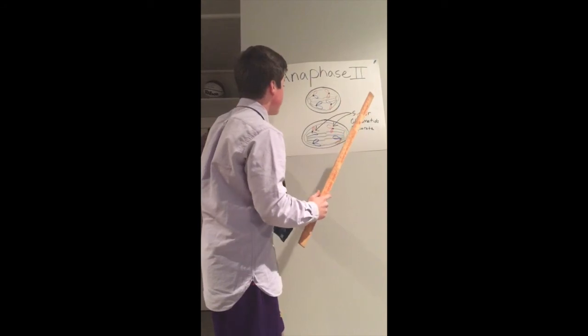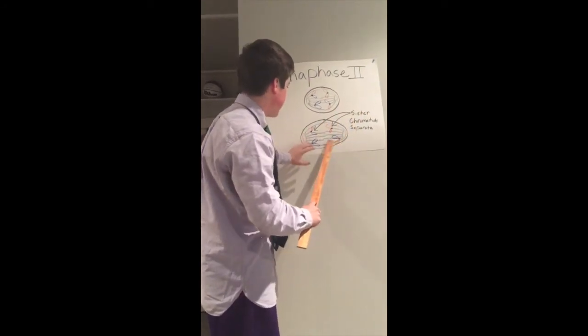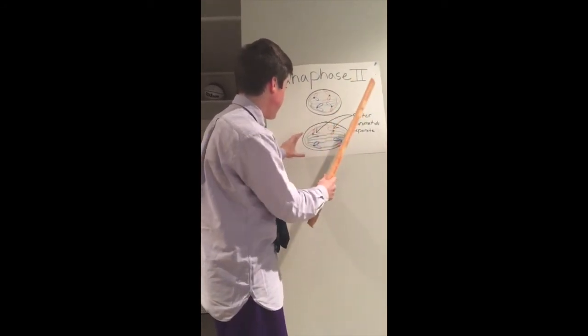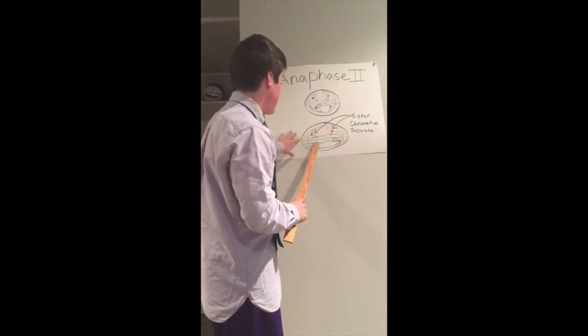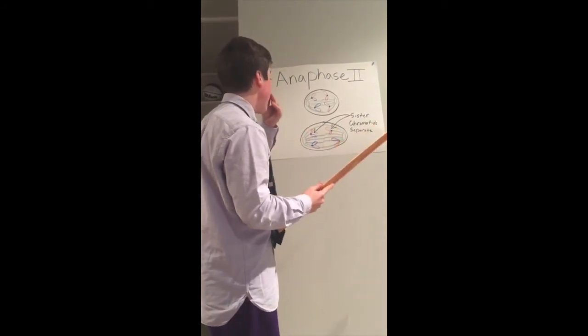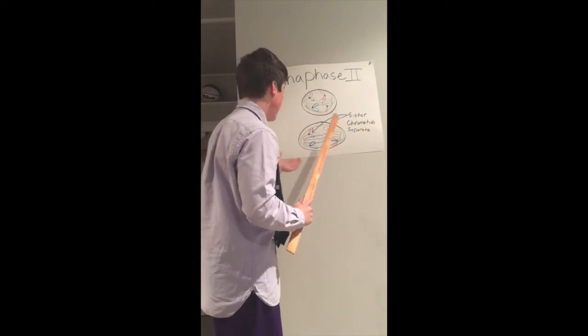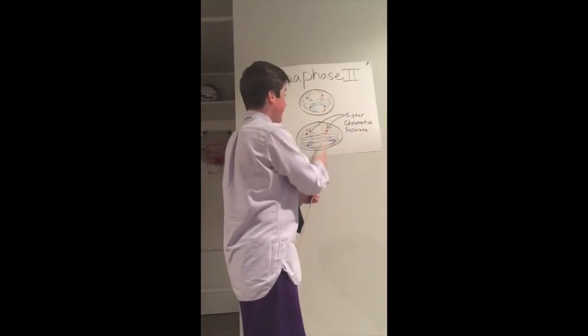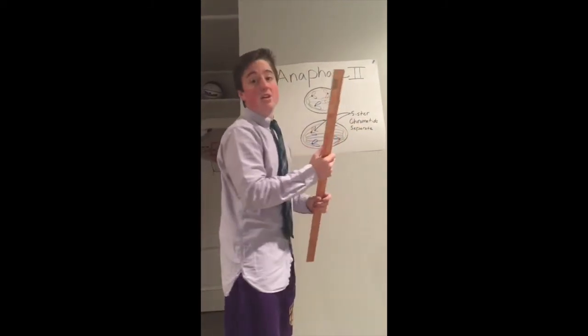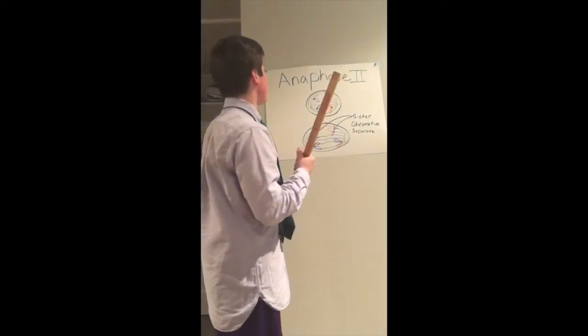We got one more step after this. You can see that the oval shape is coming into play, meaning that they're about to separate. We got the sister chromatids moving, and on this one we've got the sister chromatids separated instead of the homologous chromosomes like in anaphase 1.